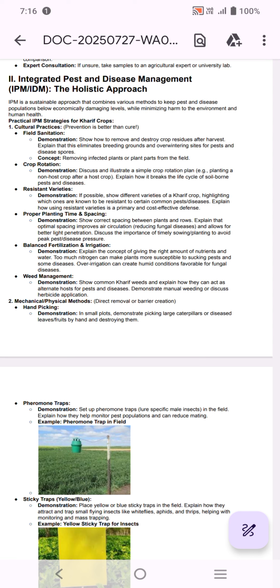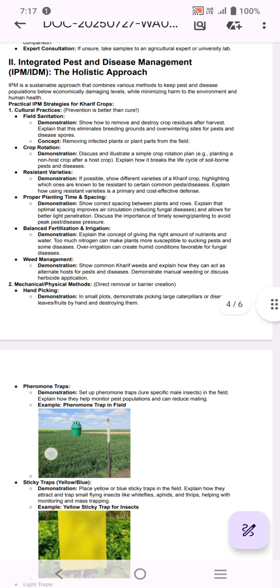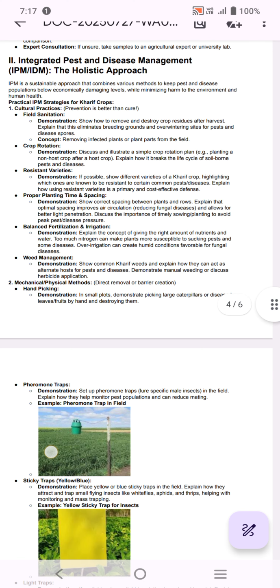Proper planting, timing and spacing is another cultural practice. Here we need to demonstrate the correct spacing between plants and rows. Explain that optimal spacing improves air circulation, reducing fungal diseases, and allows for better light penetration. Stress the importance of timely sowing and planting to avoid peak pest and disease pressure.